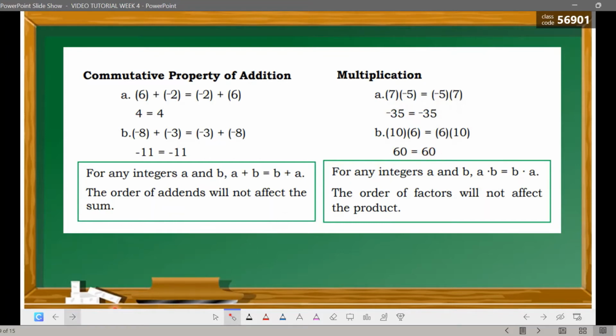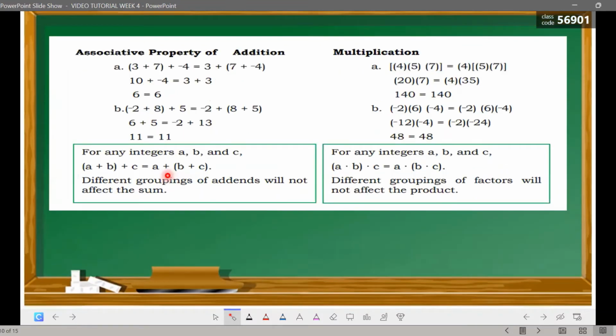So, pareho lang po. Okay. Let's have the associative property of addition. Okay, for any integers a, b, and c, the quantity of a plus b, plus c, is equal to a plus the quantity of b plus c. Different groupings of addends will not affect the sum.